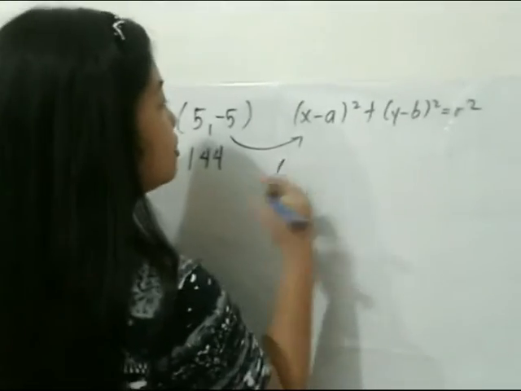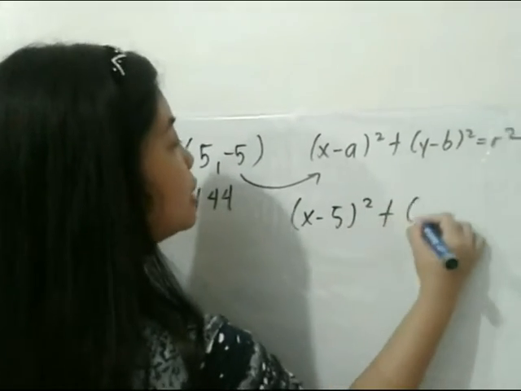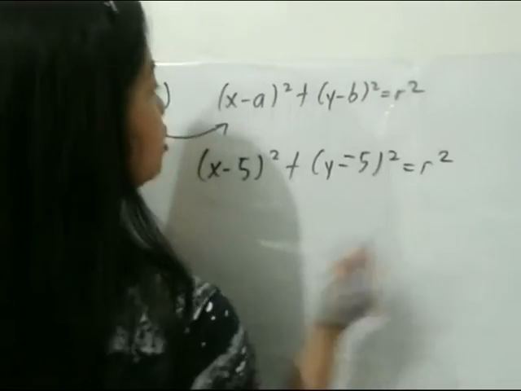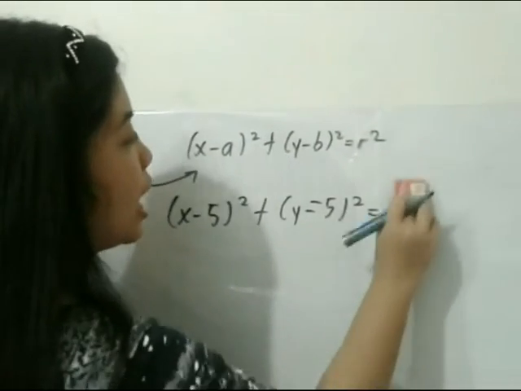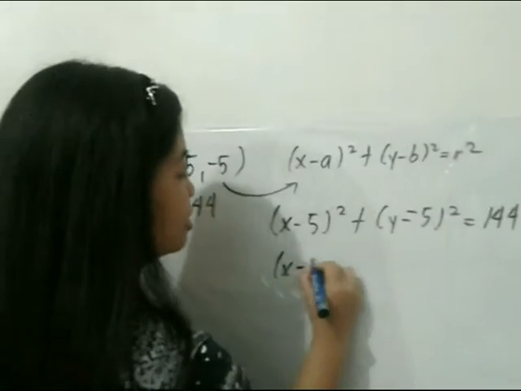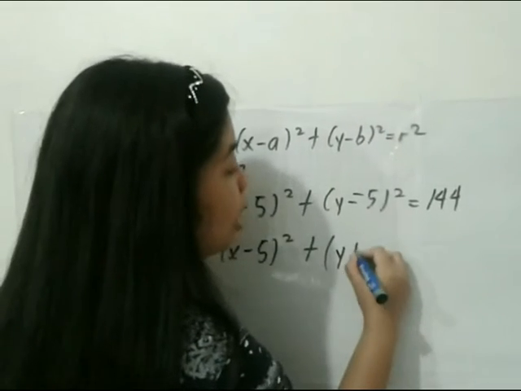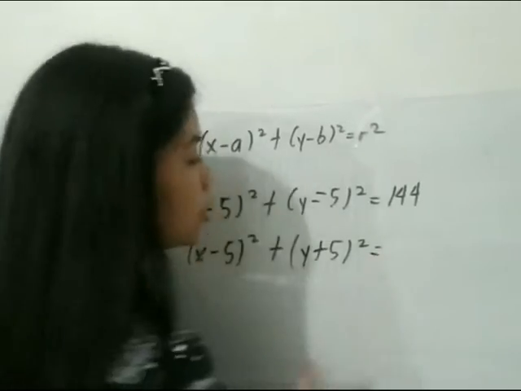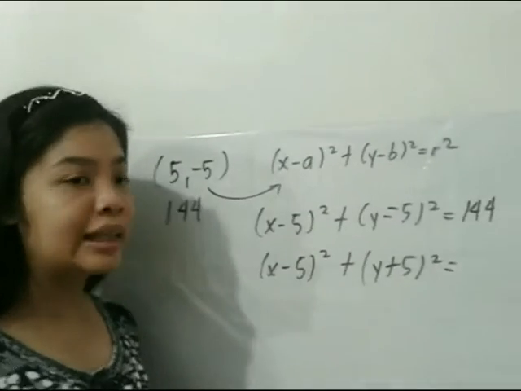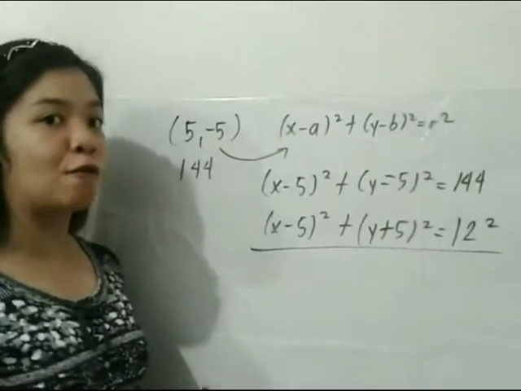Second thing we do, we substitute the values. (x minus 5) quantity squared plus (y minus negative 5) quantity squared is equal to r squared, or we can say 144. We can simplify it again. (x minus 5) quantity squared plus (y minus negative 5) would already be (y plus 5) quantity squared equals... think of a number multiplied by itself that would become 144, and that would be 12 squared. Now we have the standard form.